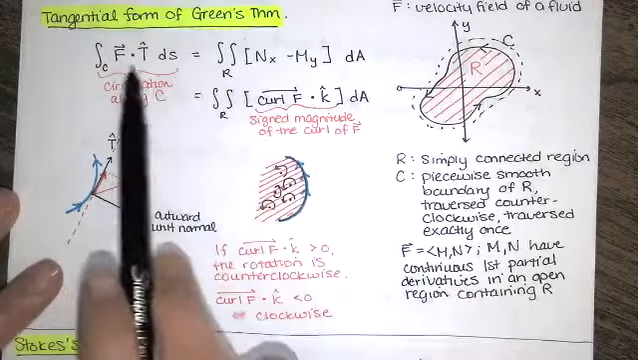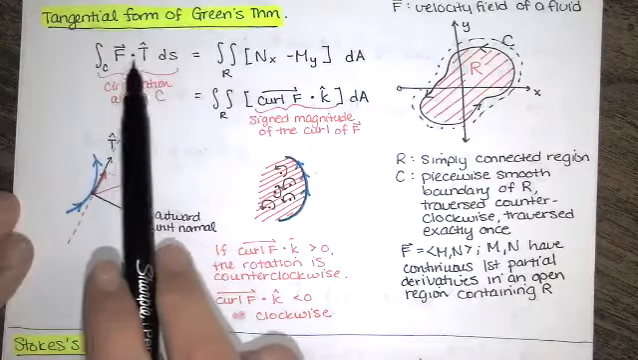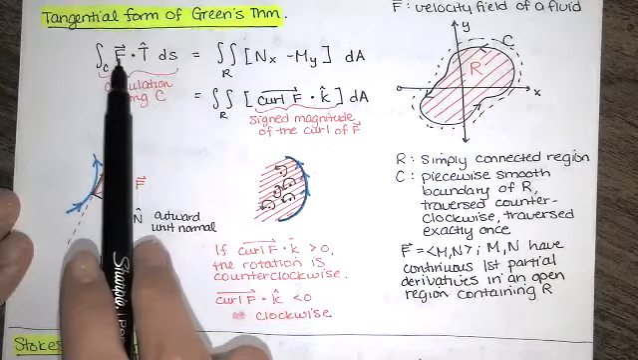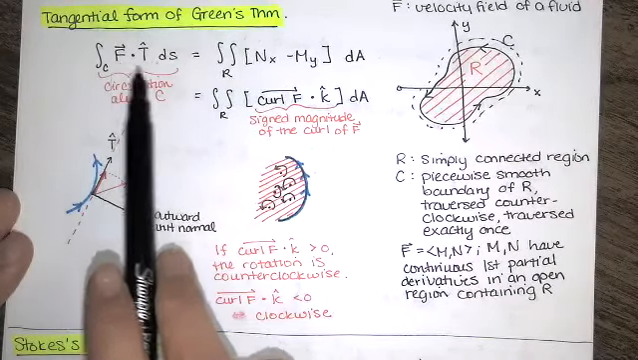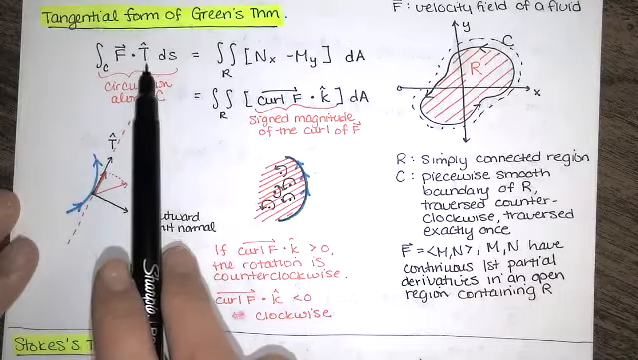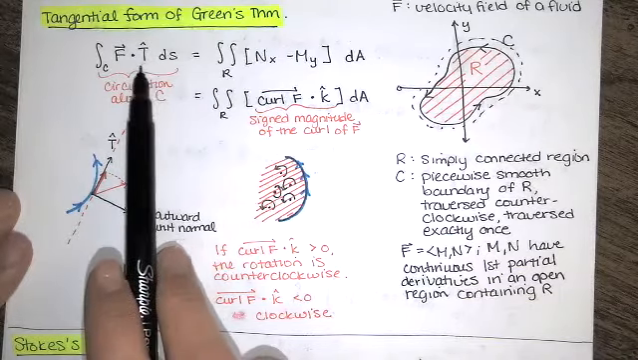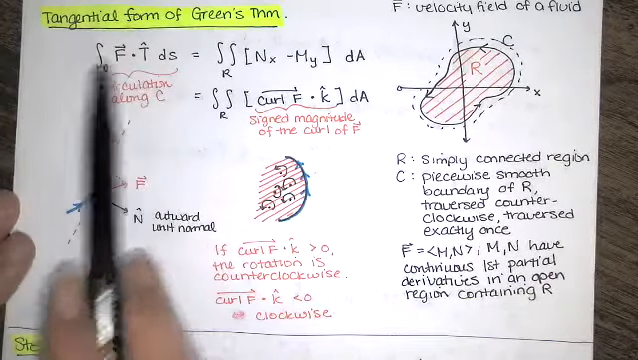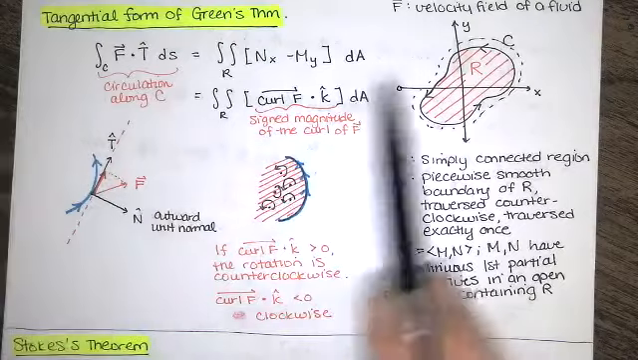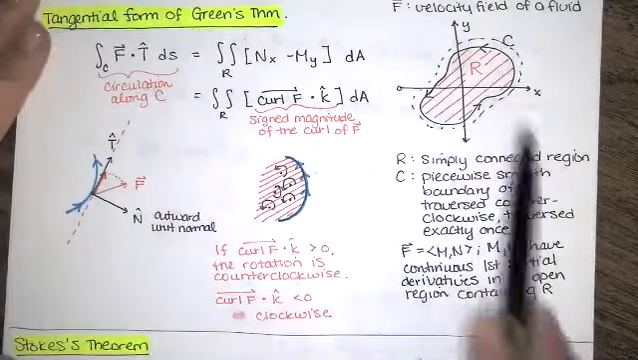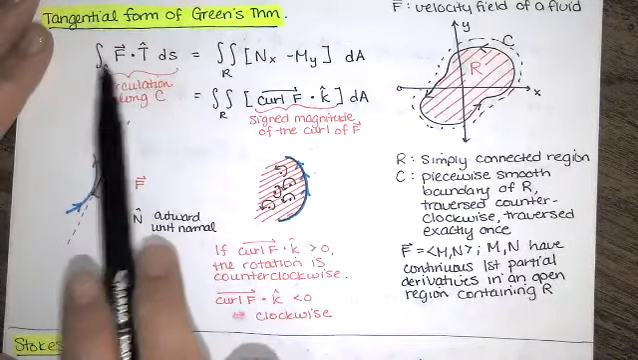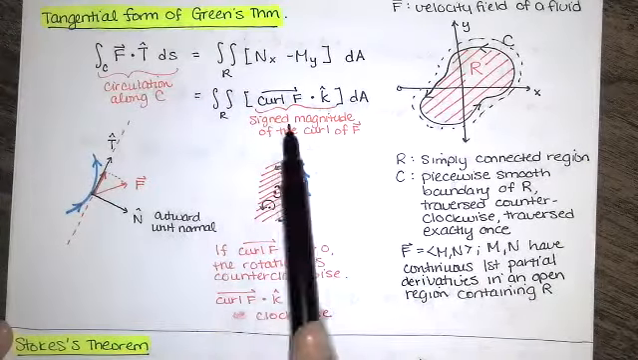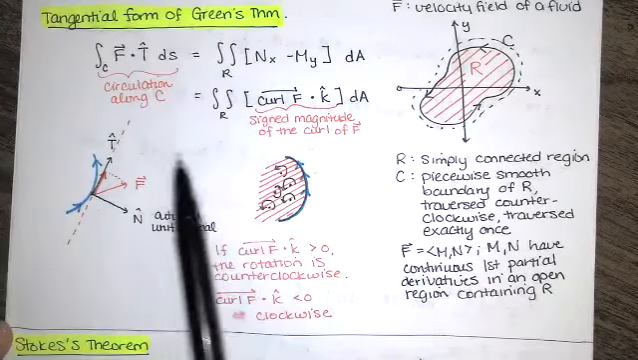So instead of evaluating this line integral, which requires parameterizing the curve C, writing F in terms of the parameter t, writing the unit tangent vector in terms of the parameter t, and then writing this as an equivalent integral in terms of our parameter and evaluating it, rather than doing all of that, we can just say, if all of these conditions are satisfied, instead of doing that, we can do this. Now let's talk about what these two integrals mean, the integral on the left-hand side and the integral on the right-hand side.